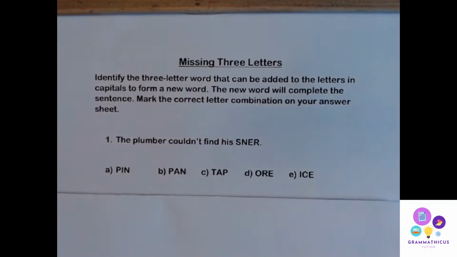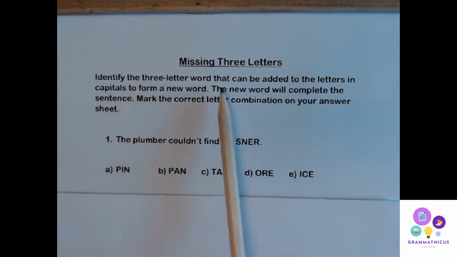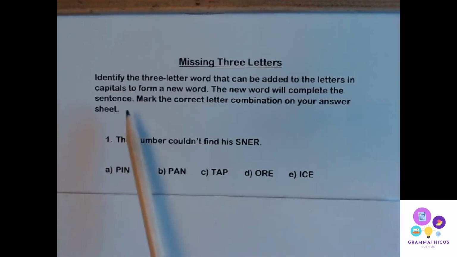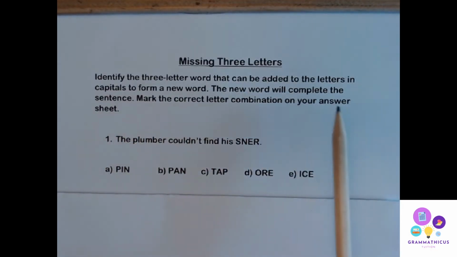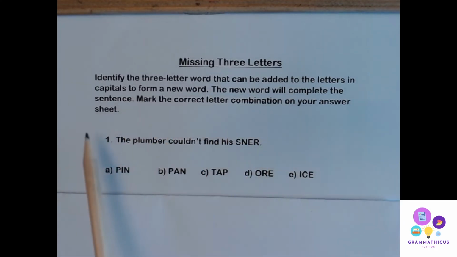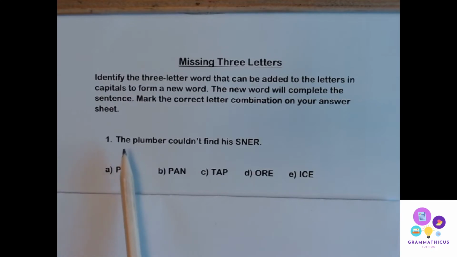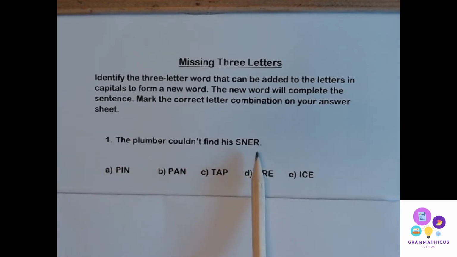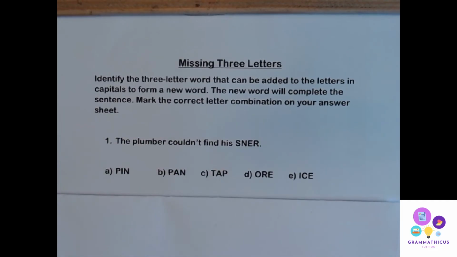Let's have a little look at the instructions that we've got at the top to start with. So we've got to identify the 3-letter word that can be added to the letters in capitals to form a new word. The new word will complete the sentence. Mark the correct letter combination on your answer sheet. So if we look at the question here, we've got the plumber couldn't find his snare. Here we've got snare. This is an incomplete word. And we've got to add 3 of the letters that we've got below here to make this into a word which makes this sentence make sense.